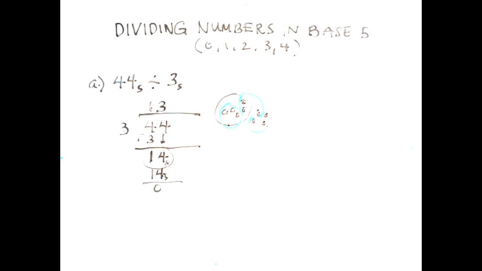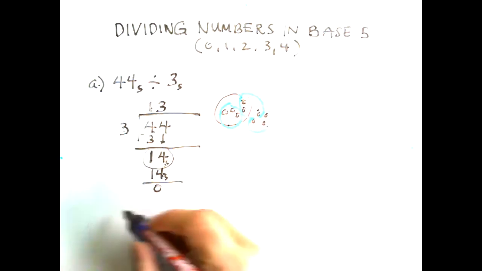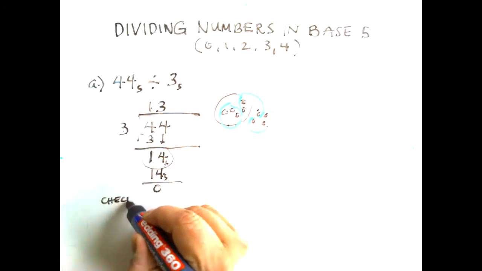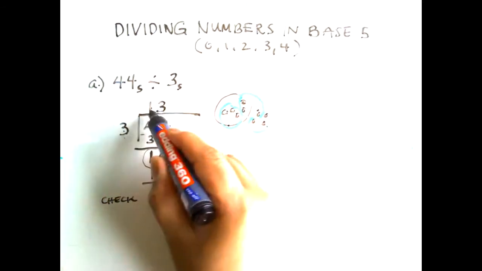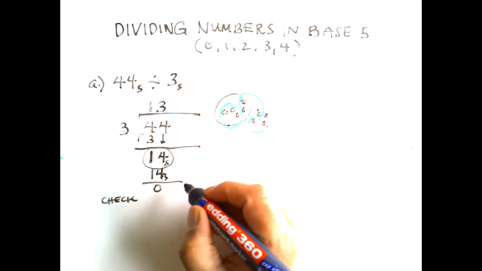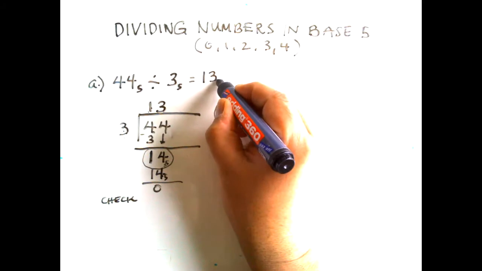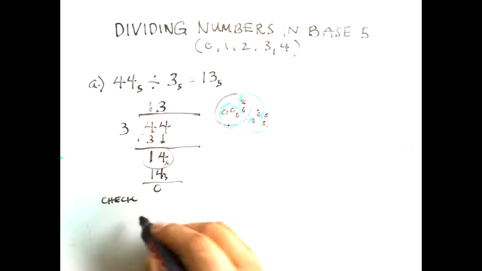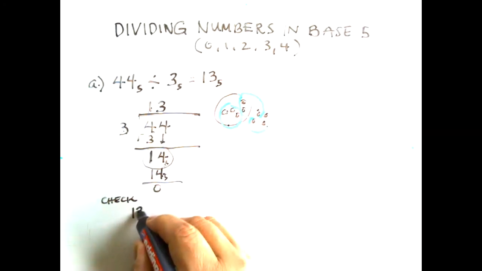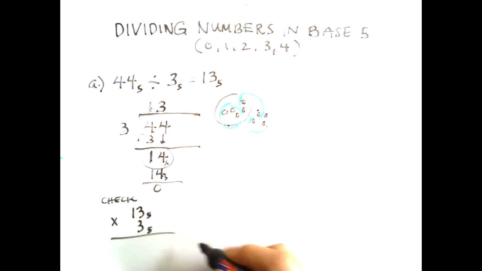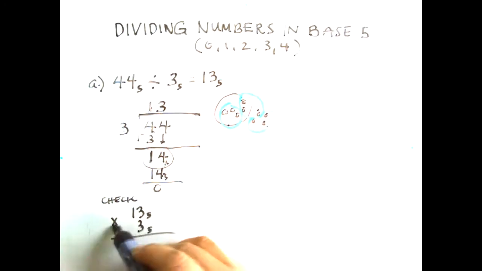And so how do we know that we get the right answer? Of course, you do the opposite, which is multiplication. So we have to check. Your answer here is 1, 3 in base 5. To check, we just do multiplication: 1, 3 in base 5 times 3 in base 5. So we have to say, what is 3 times 3?